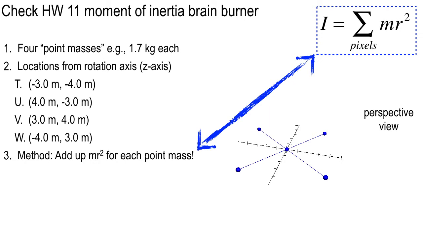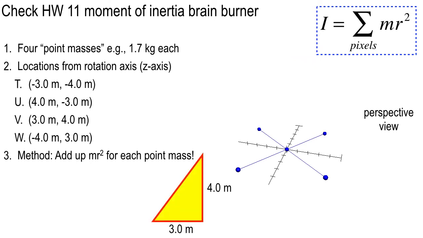So this sum over all the pixels of the quantity mr squared for each pixel is just a sum of 4 numbers, or 4 subcalculations. Okay, so mr squared, and one more thing. If you do this on graph paper, the distance from the origin is always the hypotenuse of a 3 meter by 4 meter right triangle.